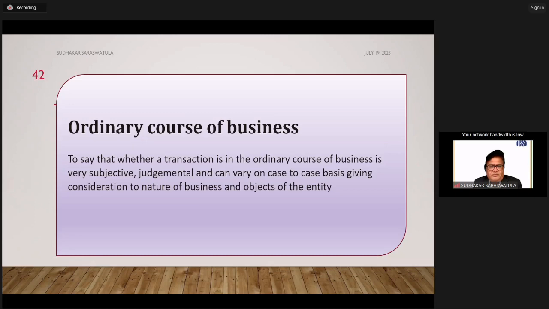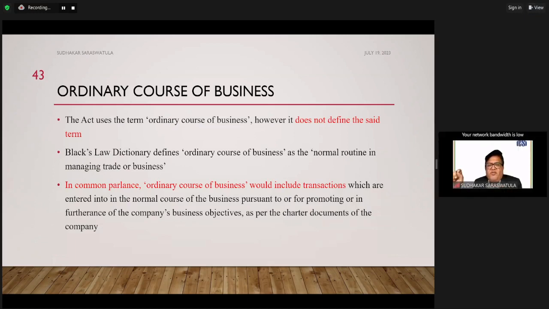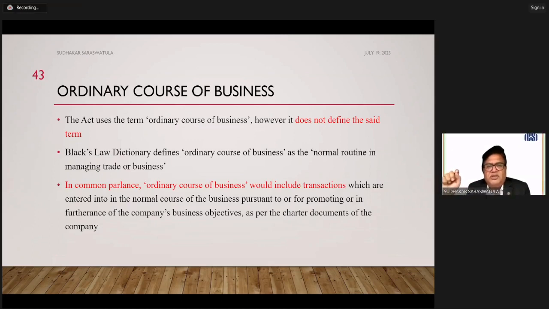And this is a very important thing, because most of the times we take that it is in the ordinary course of business. But how are you determining that? To say a transaction is in the ordinary course of business is very subjective. It is judgmental. It can vary on a case-to-case basis, giving consideration to the nature of business and objects of the entity. So the Act uses the term ordinary course of business, but it is not defined. In fact, in 2014, when the Companies Act was enforced, several people approached the ministry to please define the ordinary course of business.